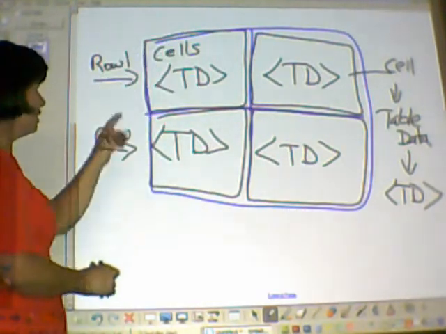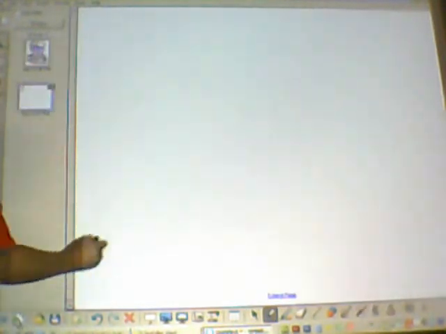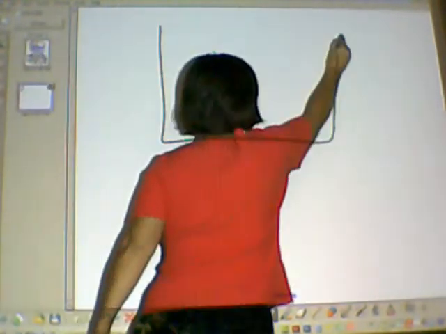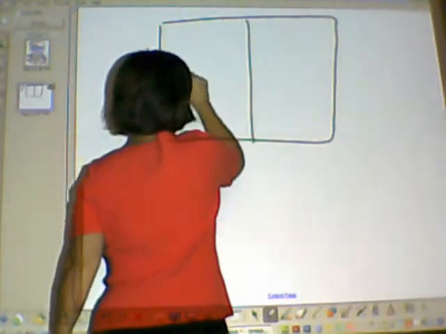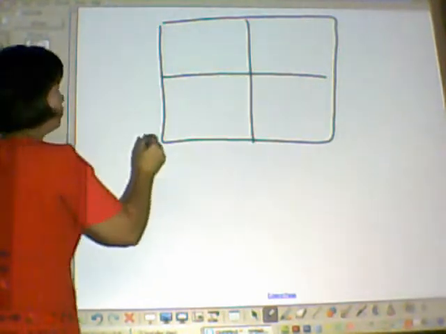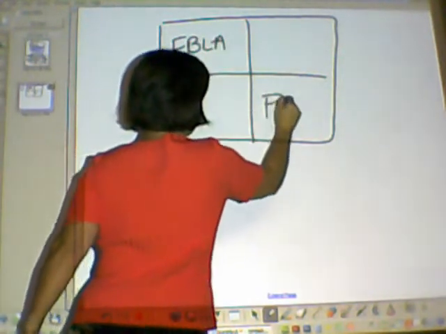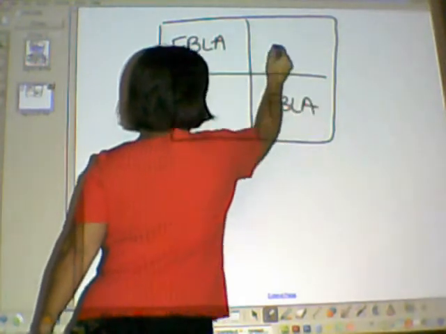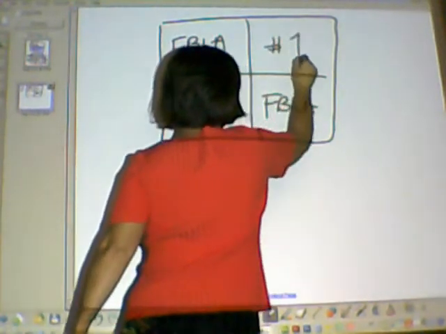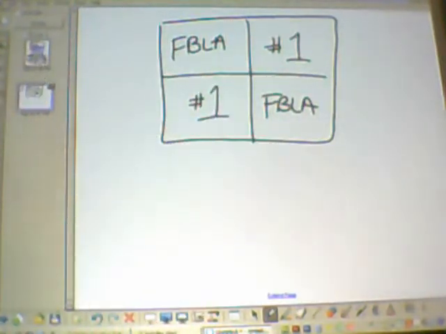So let me show you. Let's create this table. So you have your sheet of paper in front of you. You tell me that you want to create a 2 by 2 table. And in this table, you want to put FBLA here and FBLA here. Number 1 here. Number 1 here. That's what you want your table to look like. Okay? And you're going to draw it out like that for me before you actually design it in code.